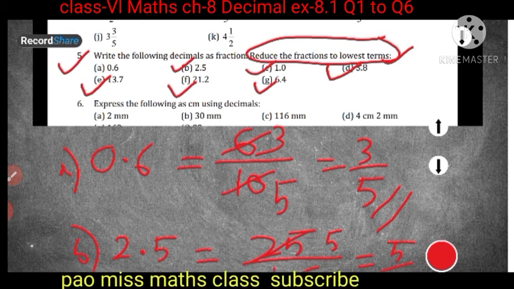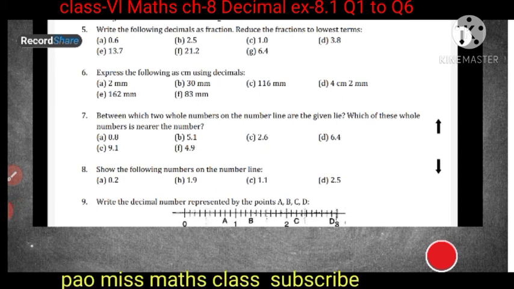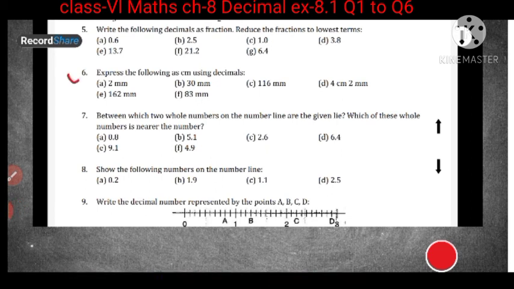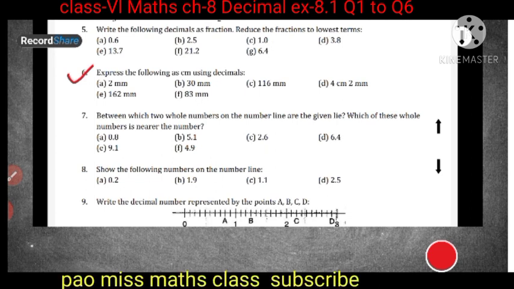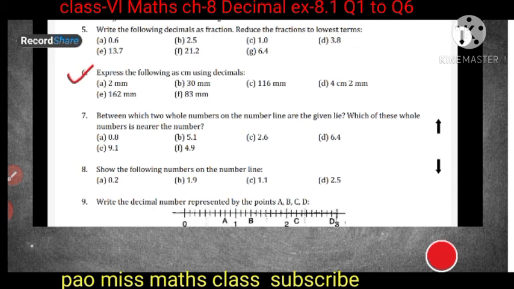So now come to question number 6. Express the following as centimeter using decimal. Now we have to express this as a centimeter using decimal, isn't it? So first is given what? 2 millimeter. Now we have to express this as a centimeter, which means we have to convert millimeter to centimeter, and we have to do it using decimal.